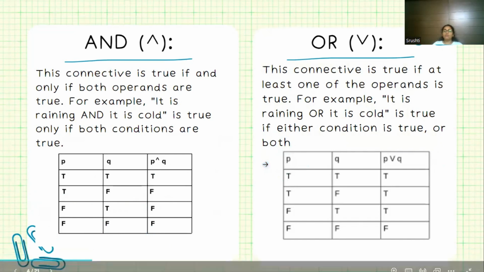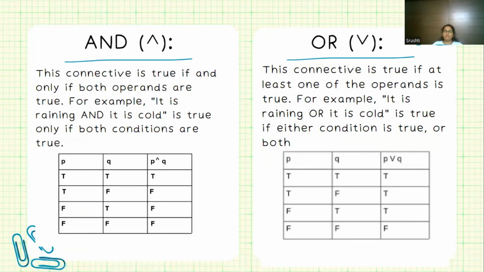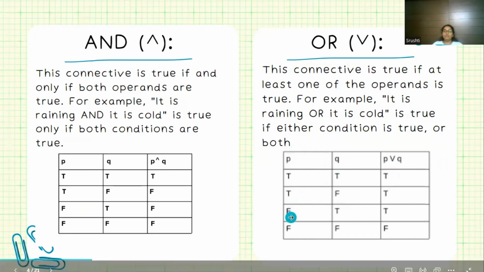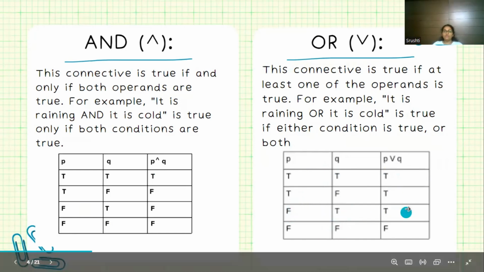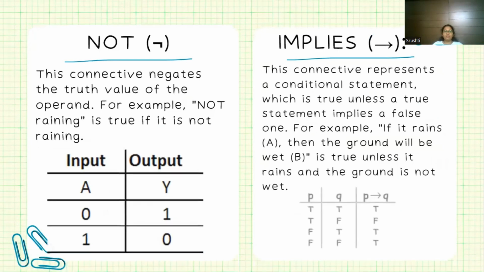The next one is OR. This connective is true if at least one of the operands is true. For example, it is raining or it is cold. It is true if either condition is true or both. Here there are two inputs P and Q, and P or Q is the result. True, true, true; true, false will also become true because either one should be true; false, true, true; and false, false, false.